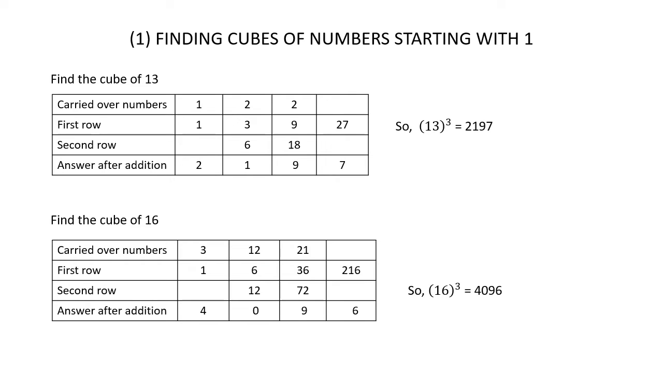12 plus 6 plus 12 is 30. Write 0 in the answer and carry over 3. 3 plus 1 is 4. So now you have the answer 4096. So 16 cubed is 4096. Hope you have understood the shortcut method for finding the cubes of numbers starting with 1.